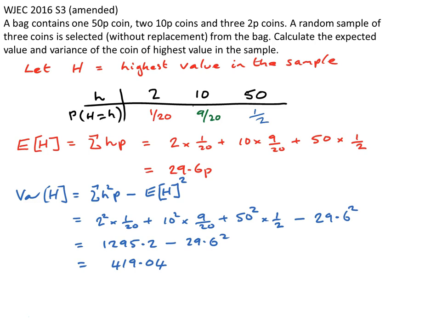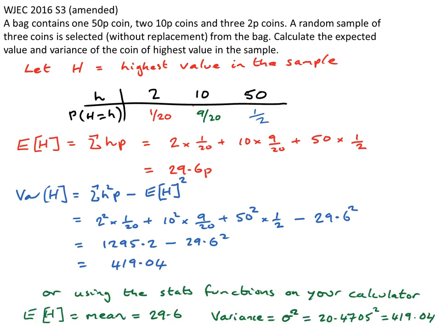The units of variance are the units of the data, that's in pence in this case, squared. So the units, if we wanted to put it down, would be 419.04 pence squared. This calculation, once we have found the probability distribution for h, we could of course use our calculator to do the calculations for us.